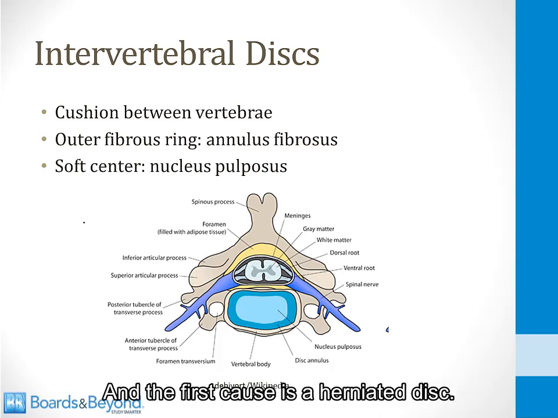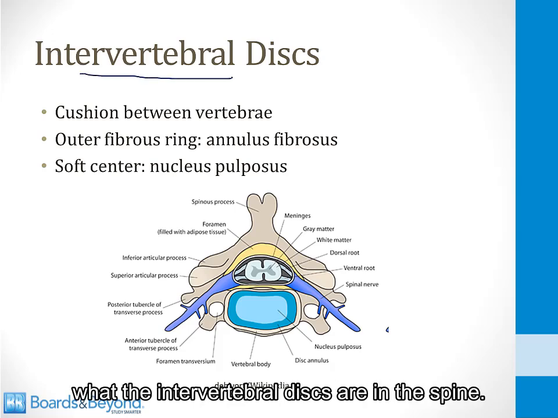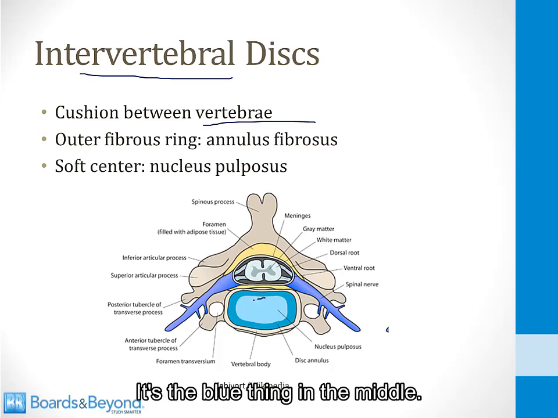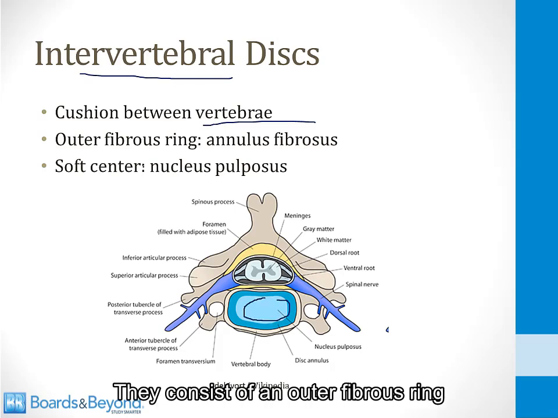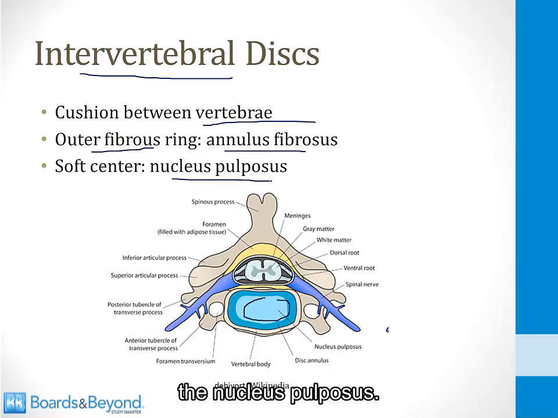And the first cause is a herniated disc. So in order to understand this, let's review what the intervertebral discs are in the spine. These discs serve as a cushion between vertebrae. One is shown on the screen here. It's the blue thing in the middle. They consist of an outer fibrous ring, which is called the annulus fibrosus, and then there is a soft center, which is called the nucleus pulposus.